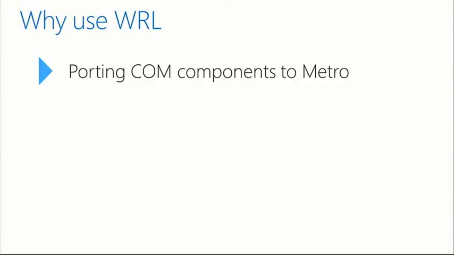So why do you want to use WRL? There are some good reasons to use it. Let's go through them. First thing is, let's say you already have COM components that now you want to make them as WinRT components. WRL may be an easy choice for you, but especially if you're using ATL for your COM components. You have a requirement that in your code, you cannot use exceptions. There are some teams that have that requirement, and if that is a requirement for you, you can use WRL.